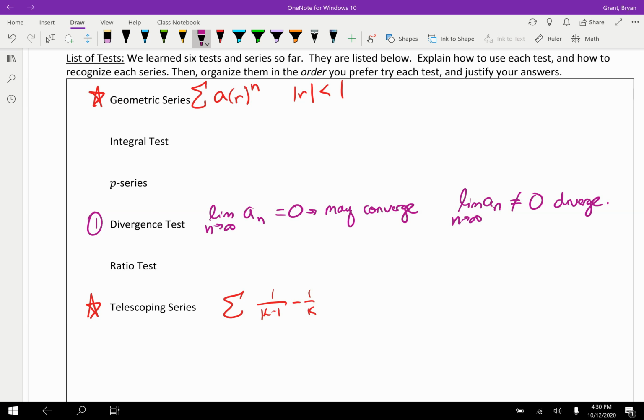So then we've learned 3 other tests on top of these. In order, the integral test is my least favorite because it's the most work, right? The integral test says instead of looking at the sum, let's say from 1 to infinity of a sub n, we instead would take the integral from 1 to infinity of f of n, and we'd say, okay, does that integral actually equal something, right? And if it equals a number, then both of them converge.